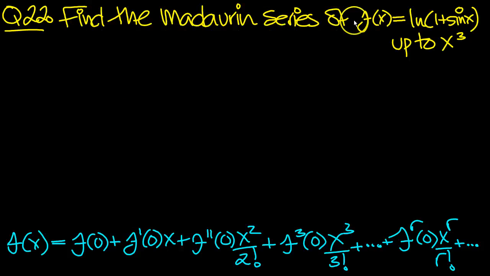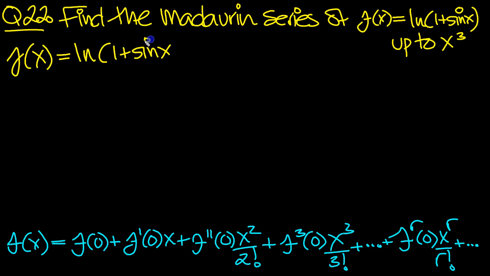Find the Maclaurin series of log of 1 plus sine x up to x cubed. So let's have a look at this then. So f of x is equal to ln of 1 plus sine x. It's a function of a function. So let's differentiate, f dashed.